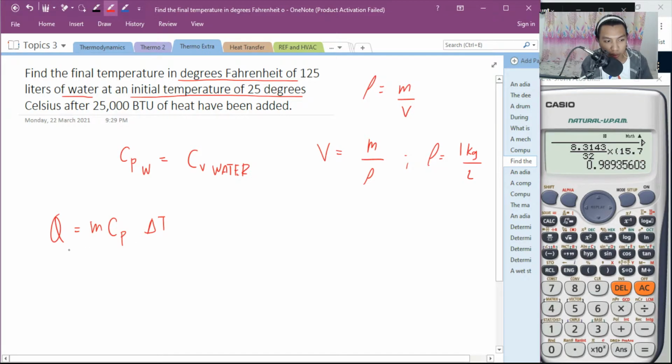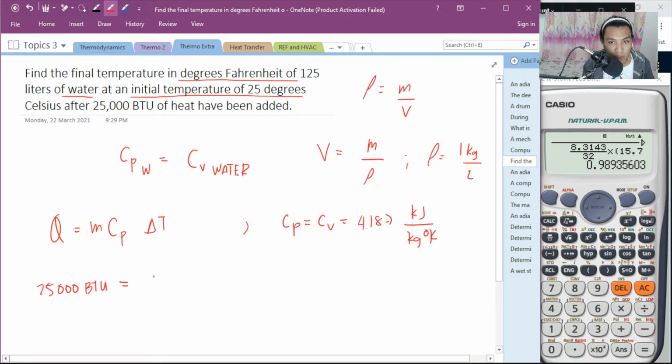Ganun yun. Now, Q is equal to mCp delta T. You are given 25,000 BTU is equal to Cp. Ano ba yung Cp ng water at Cv ng water? Cp is equal to Cv. O, equal yan sa 4.187 kilojoule per kilogram degree Kelvin.